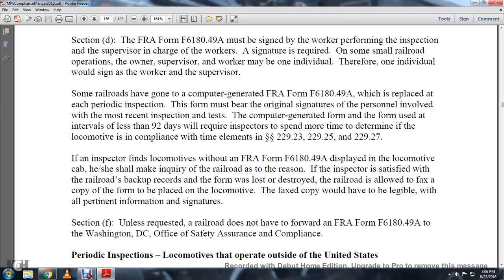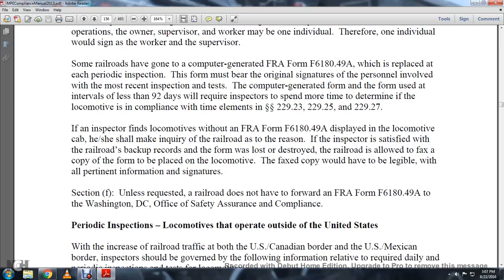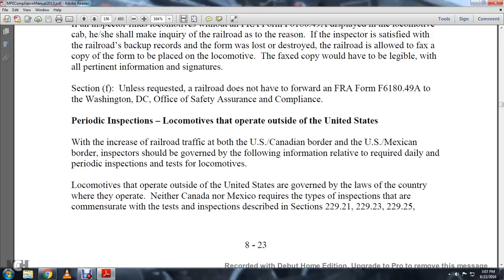If the inspector is satisfied with the railroad's backup records that the form was lost or destroyed, the railroad is allowed to fax a copy of the form to be placed on the locomotive. The fax copy would have to be legible, with all pertinent information and signatures. Section F. Unless requested, a railroad does not have to forward an FRA Form 6180.49A to Washington, D.C., Office of Safety Assurance and Compliance.